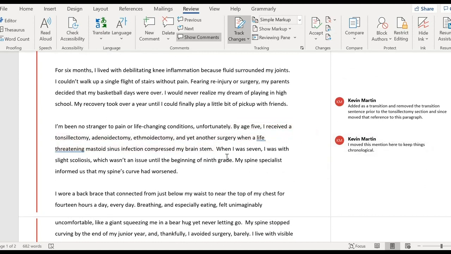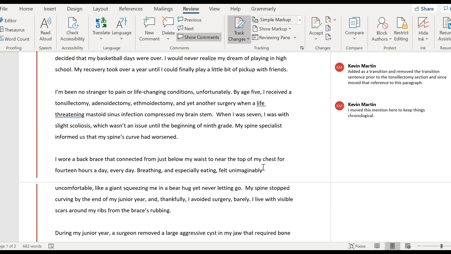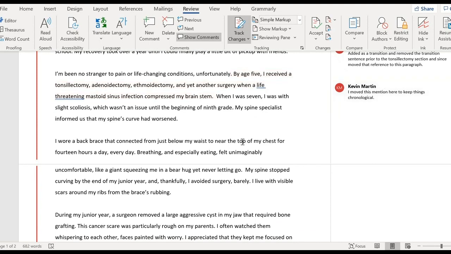There were also some chronology issues, so it can sometimes be a little confusing if you're jumping around. So you don't want to say, "When I was 7, I was diagnosed with slight scoliosis," and then jump back to age 5, and then come down to something in junior year. If you're going to discuss a linear list of conditions or something that's time dependent, it's good to put it in order: this happened at A time, this other thing happened at B time, and then afterwards at C time, X thing occurred. So it's good to get the chronology straight.